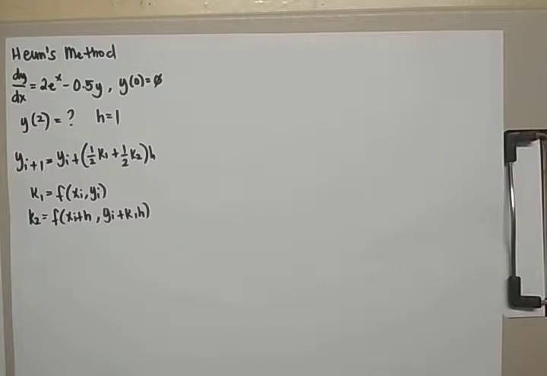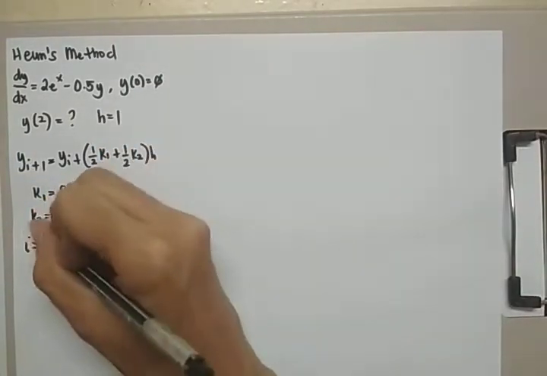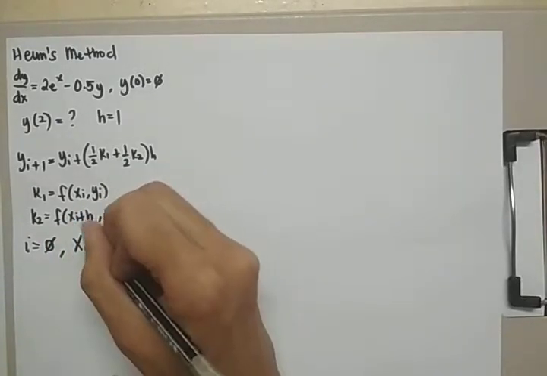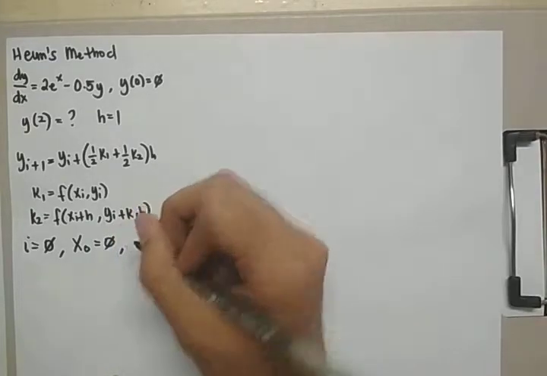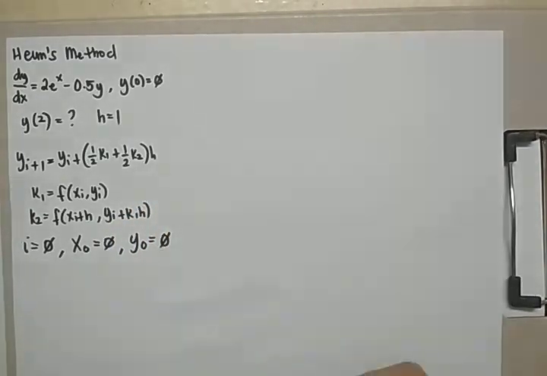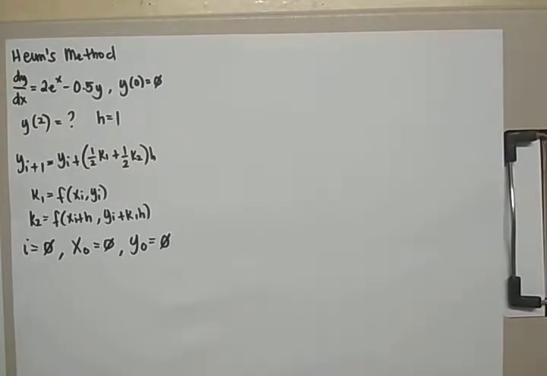Since we don't have any given value for i, we will assume our i here is equal to 0, with x sub 0 equal to 0 and y sub 0 equal to 0. These are our initial values for us to get the value for y sub 1 first. So first we will get the value for k sub 1.